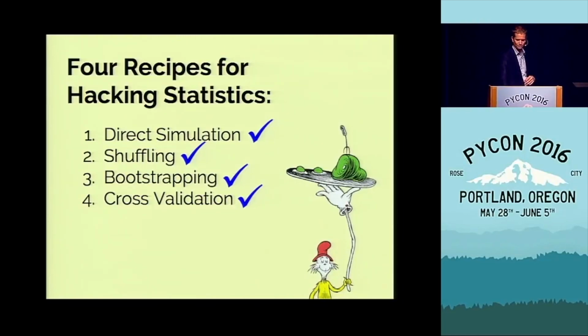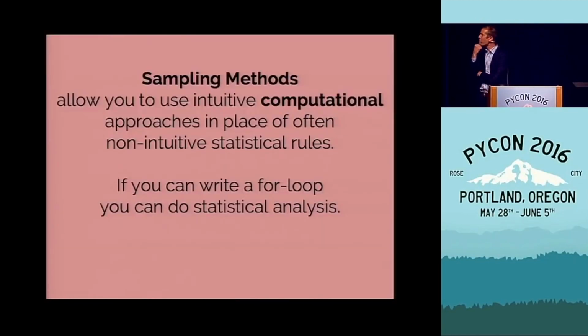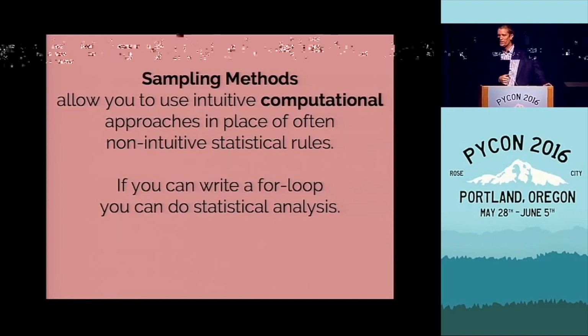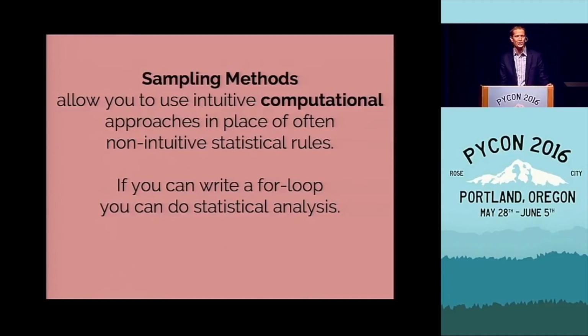So anyway, to wrap up, I just want to leave you with this. Sampling methods allow you to use these intuitive computational approaches in place of often non-intuitive statistical rules. And I do want to hedge a little bit, because I've gotten in trouble for saying things a little too strongly. I'm not saying that classical statistics is wrong, or that it produces bad results, or even that it's a bad way to look at the world.